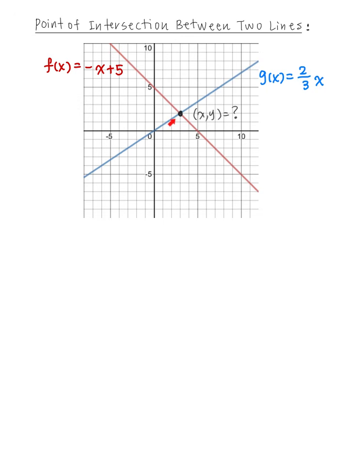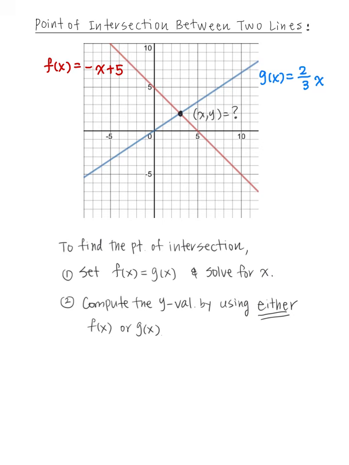So what we need to do is this. To find the point of intersection, you're going to let f of x equal g of x, then you just solve for x. So let me write that out. Step 1, set f of x equals g of x and solve for x. Then step 2, compute the corresponding y value by using either f of x or g of x. Your y value will be exactly the same whether you take f of x or g of x.